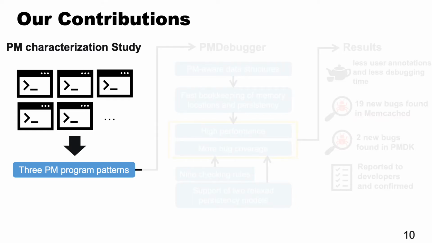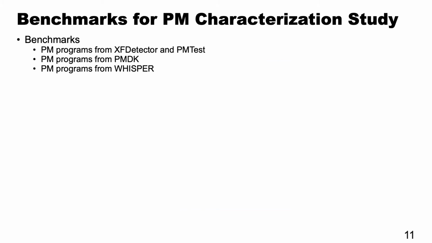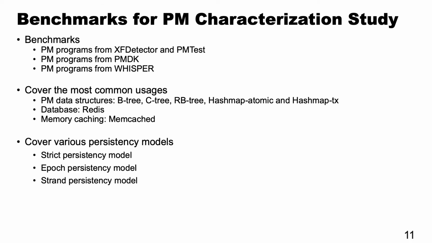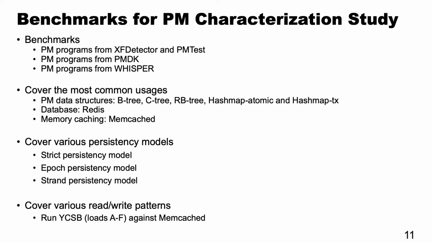Next, I introduce our PM characterization study. To study PM characterization, we use PM benchmarks collected from XFDetector, PMDK, PMTest, and Whisper. These benchmarks cover the most common usage, including PM data structures, database, and memory caching. These benchmarks also cover the various persistency models. To cover the various read and write patterns, we run YCSB against memcached.